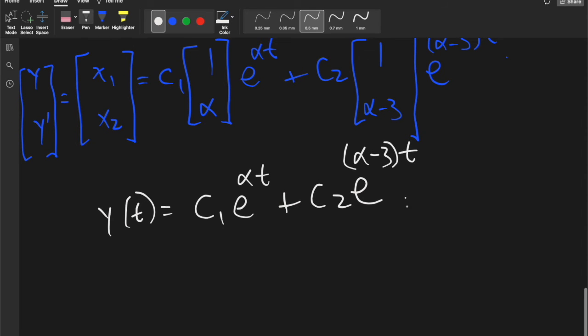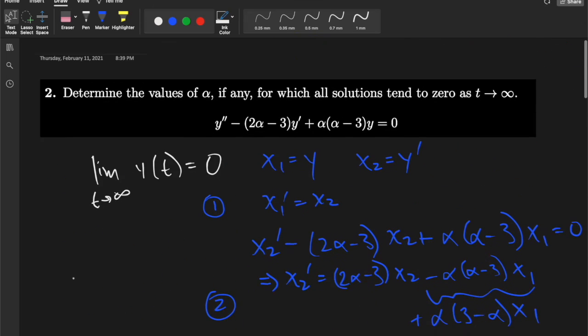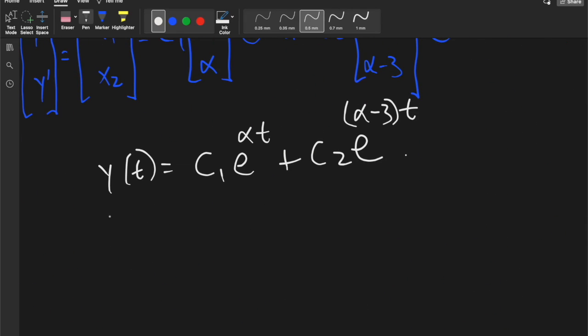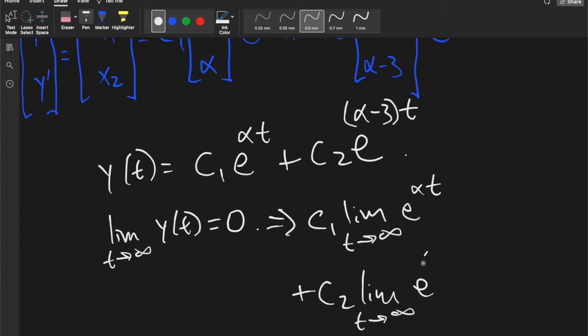Okay, so now that we have our general solution in y, we want to find the values of alpha such that this limit approaches 0. So taking the limit here, we can see that we can write this as the sum of the limits of the two terms, and we want both of these to be equal to 0.